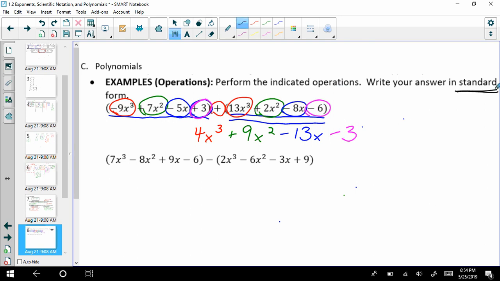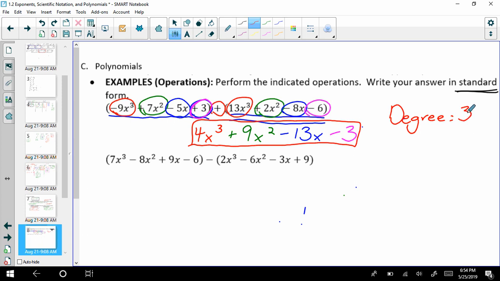Standard form means your answer is written in decreasing order of the exponents. So 3, 2, 1, and none. That's what I want by standard form. So this is the answer, the combined polynomial. If it asks for the degree of the polynomial, the degree is the highest exponent you see. So this has a degree of 3. Down the road, we'll talk about the importance of the degree. For today, just be able to spot it. Let's try the next one.